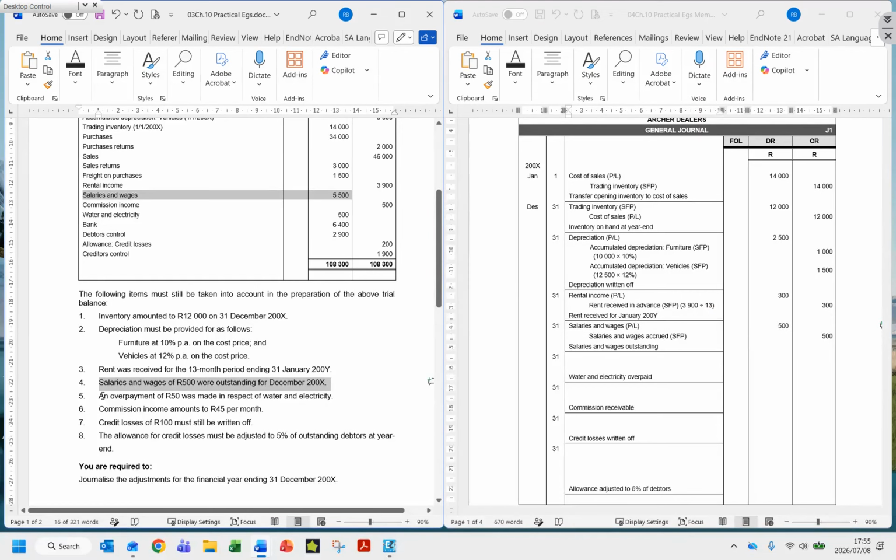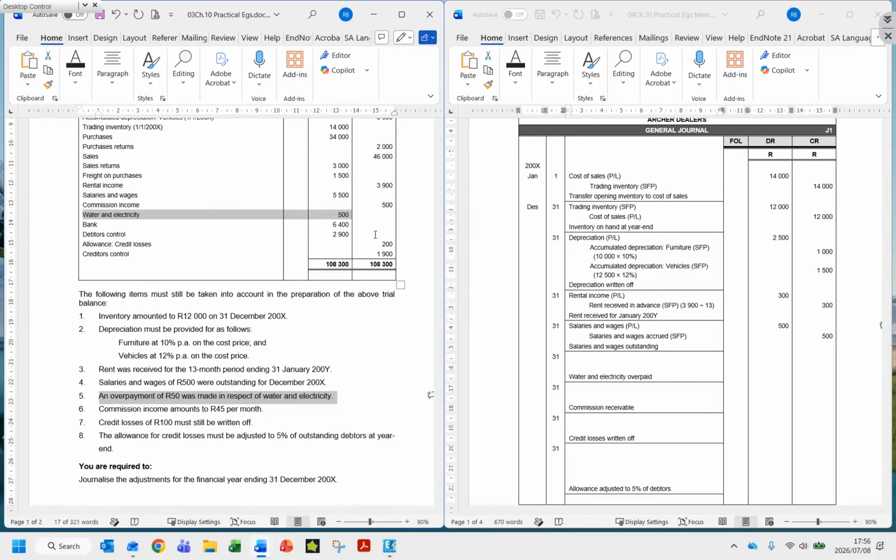The next one then is number 5. An overpayment of 50 Rand was made in respect of water and electricity. If we look at the water and electricity expense item in the trial balance, we see that water and electricity is 500 Rand. And this point is telling us that we paid 50 Rand too much. So this amount should actually be 450 Rand. Therefore, even if it was overpaid, you assume that it was paid in respect of January's water and electricity. January falls within the next financial year.